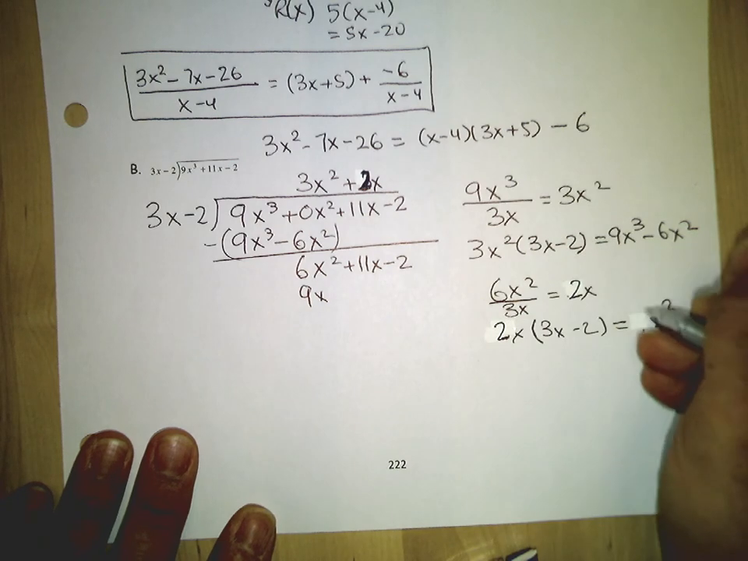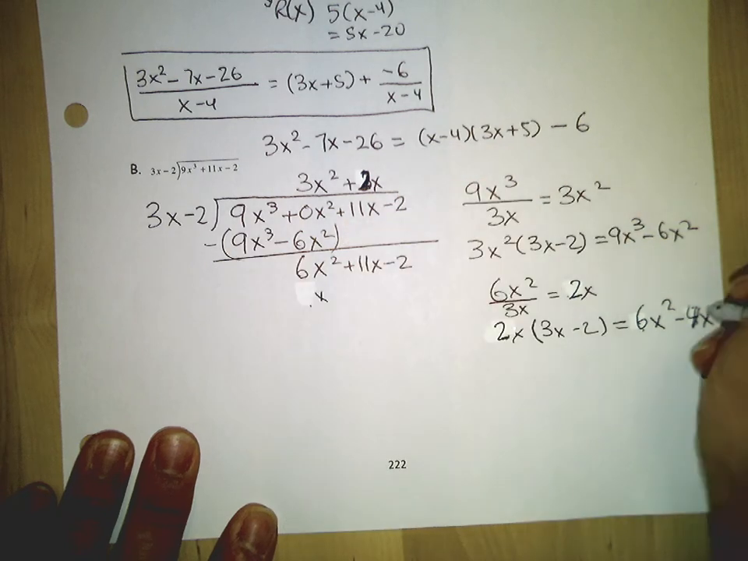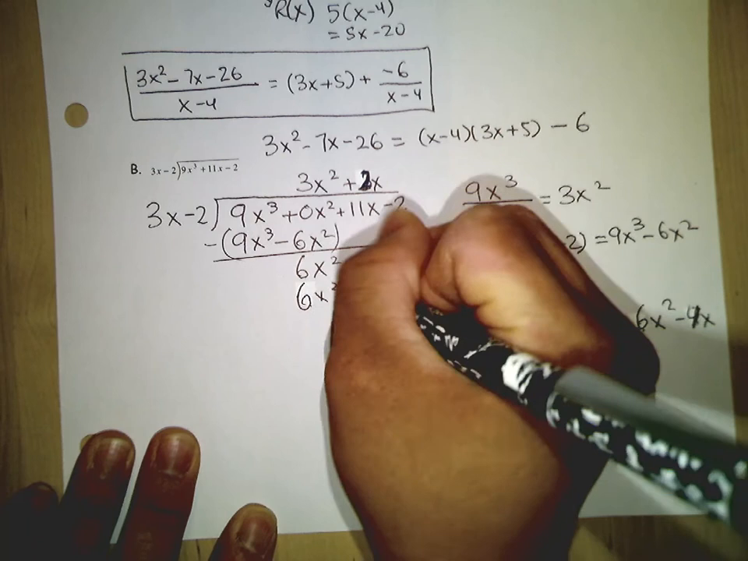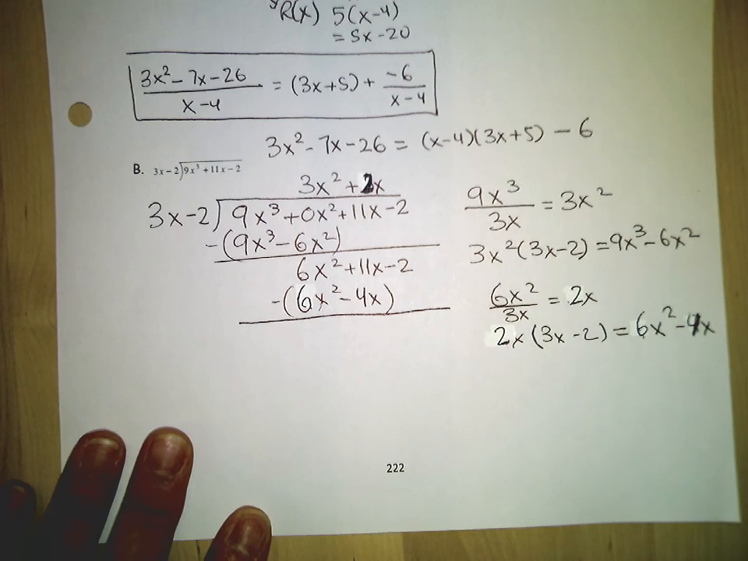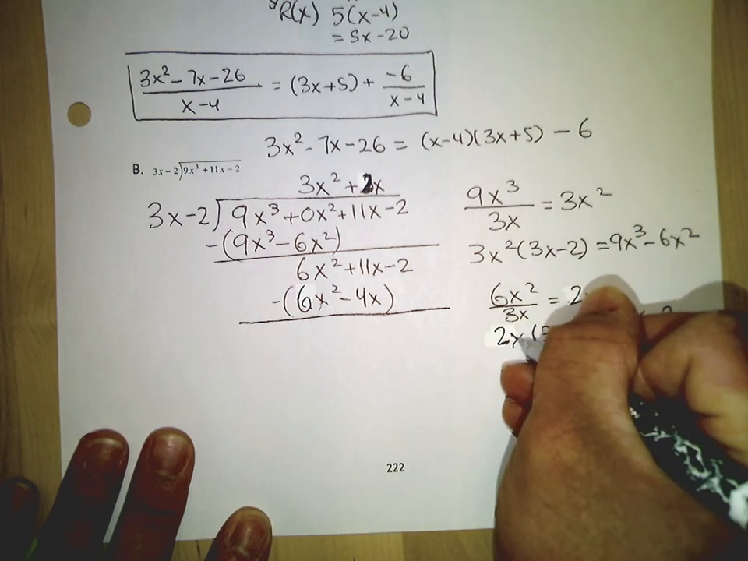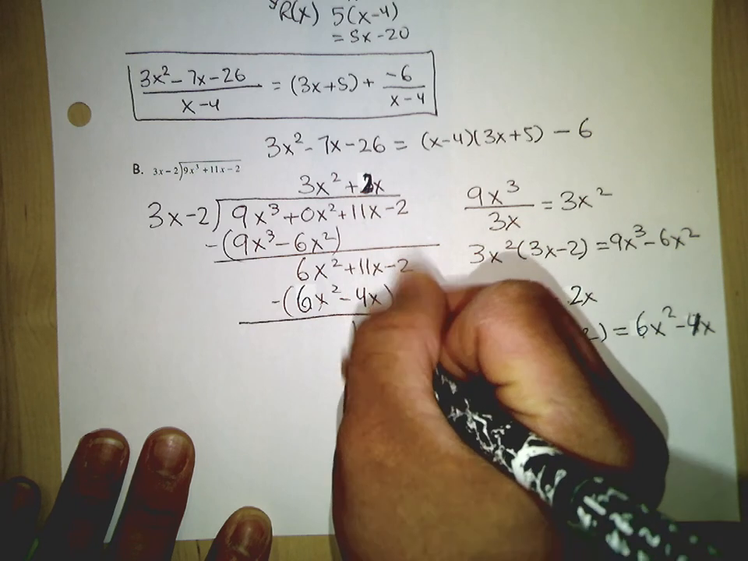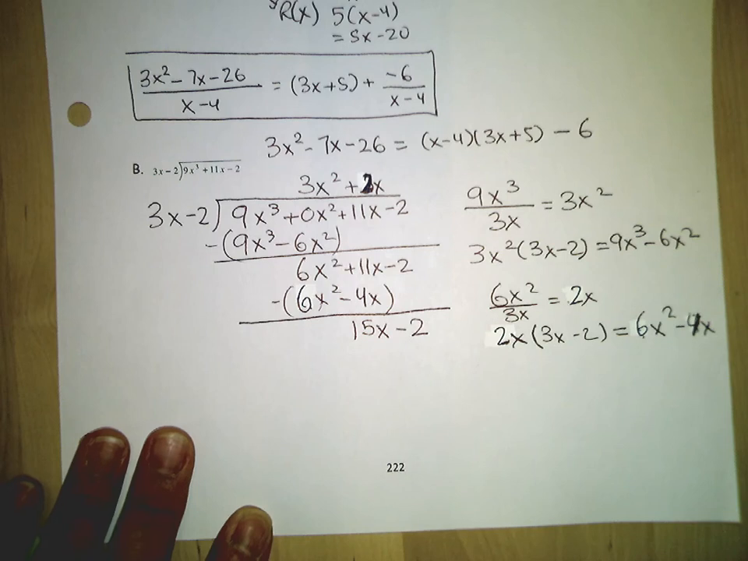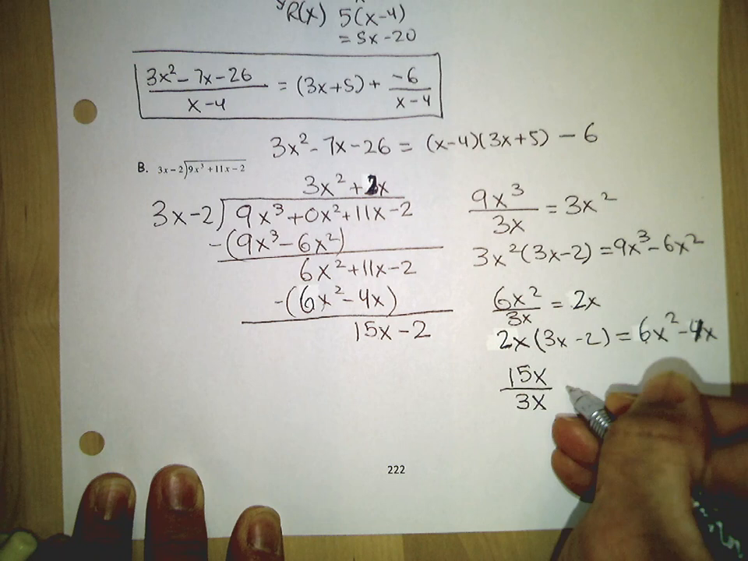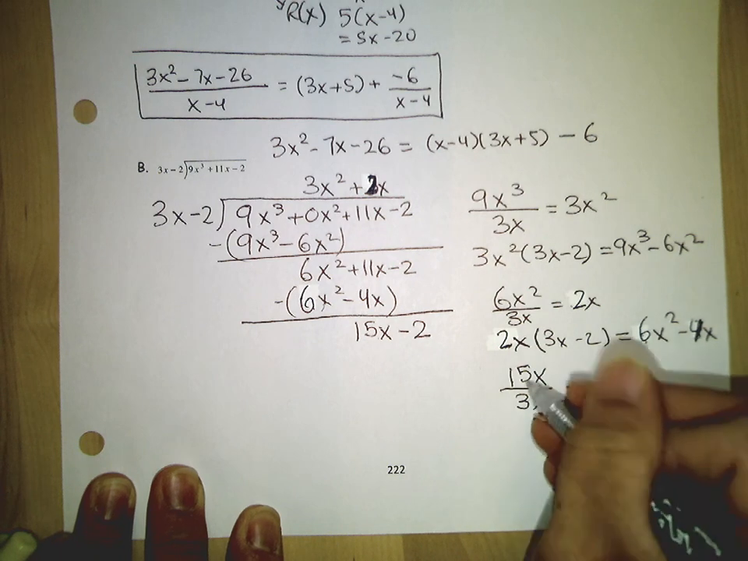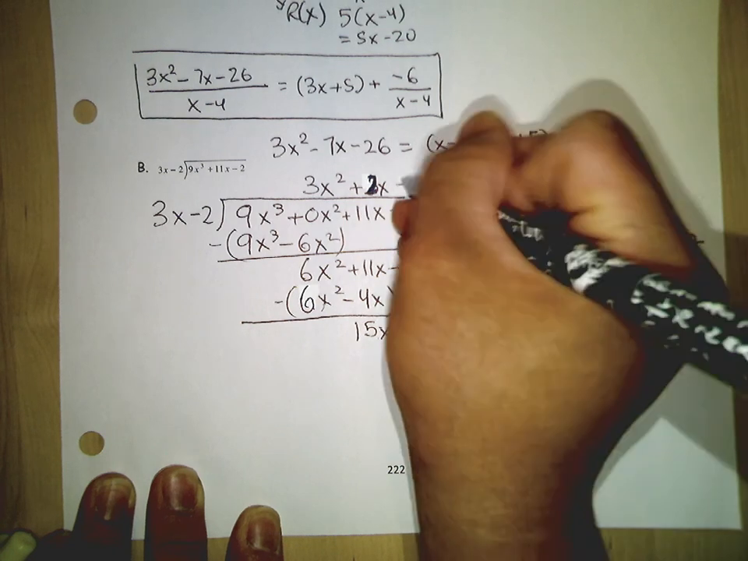All right, so 6x squared minus 4x. So we have 6x squared minus 4x. Now let's subtract: 6x squared minus 6x squared is 0. 11x minus negative 4x is 15x minus 2. And then we divide again, 15x by 3x. This time I'll concentrate: 15 divided by 3 is 5, so plus 5.